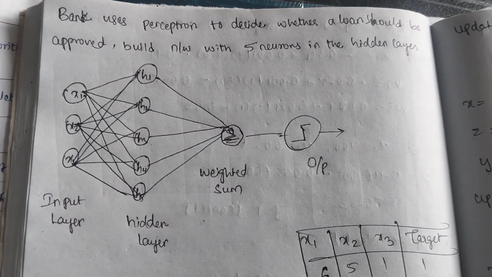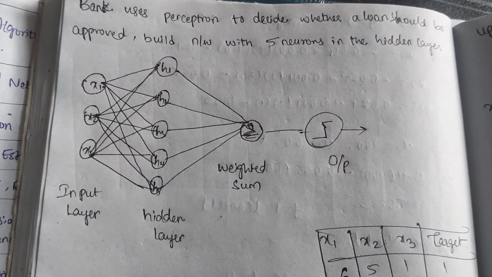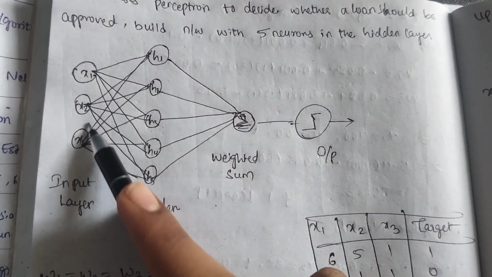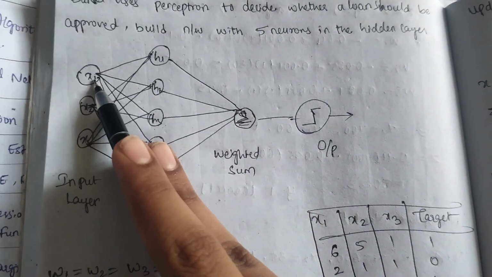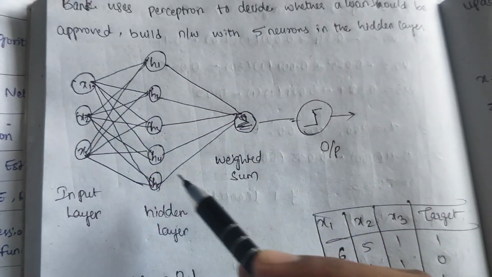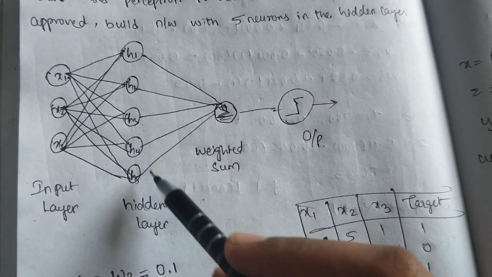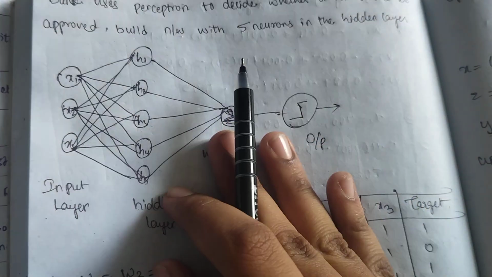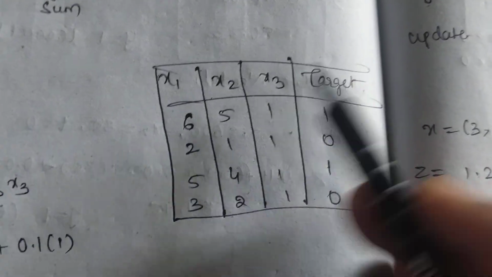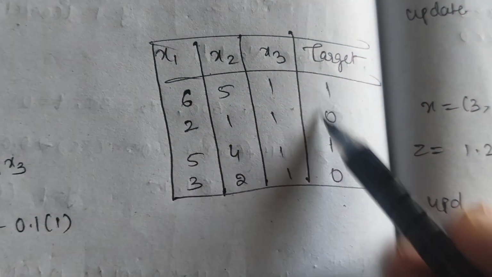uses a perceptron to decide whether the loan is sanctioned or not, approved or not. So this is the single neural network. These are the input layers, that is we are using three features x1, x2, x3, and there are five hidden layers that we wanted to find, h1, h2, h3, h4, h5, and we'll be getting a weighted sum, then output. Okay, this is our data set. These are the three features and this is the target that is already there.